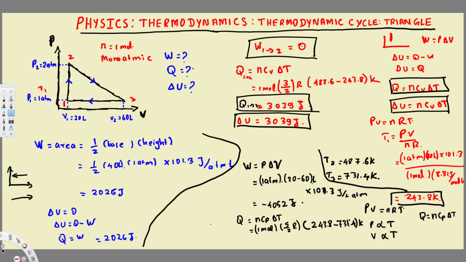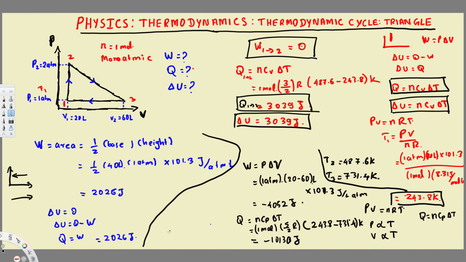And this R is joule per mole Kelvin. So mole and Kelvin cancel. And if you plug this in the calculator, that's going to give you negative 10,130. So this is negative 10,130 joule, right? So that's going to be our Q.